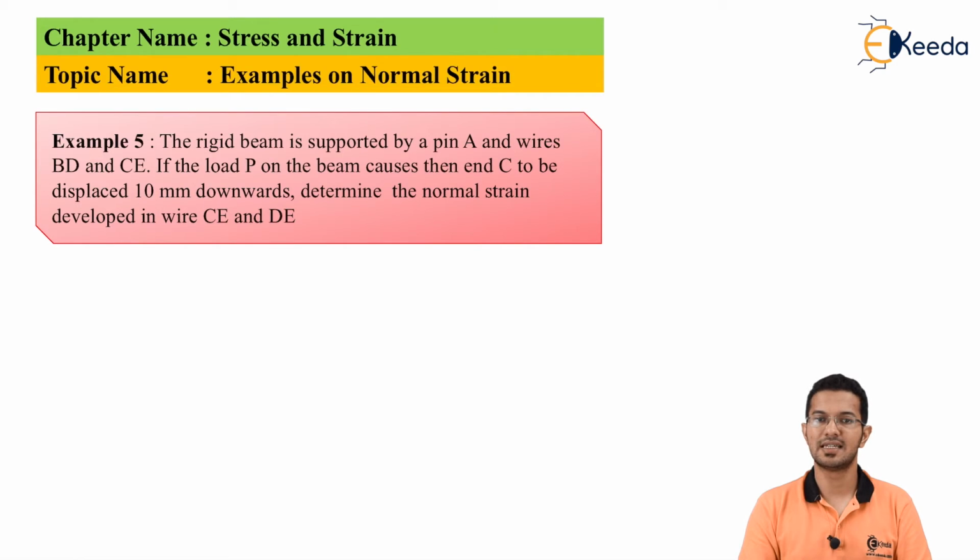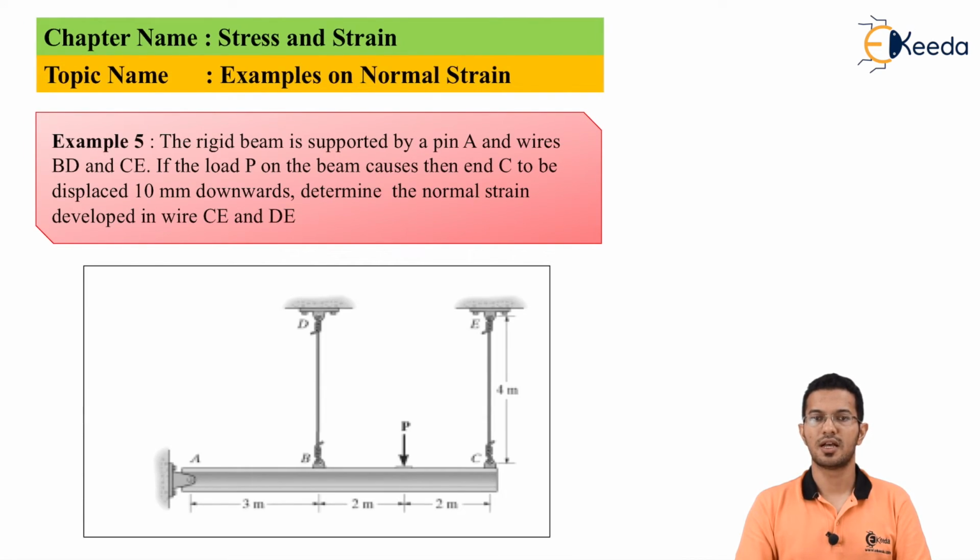In the next example, we have been given the rigid beam which is supported by a pin A and wires BD and CE. If the load P on the beam causes the end C to be displaced by 10 millimeters downwards, determine the normal strain developed in the wires CE and BD. The solution has been given as follows. As the deflection at C is 10 millimeters, so after extension it will look like a triangle.